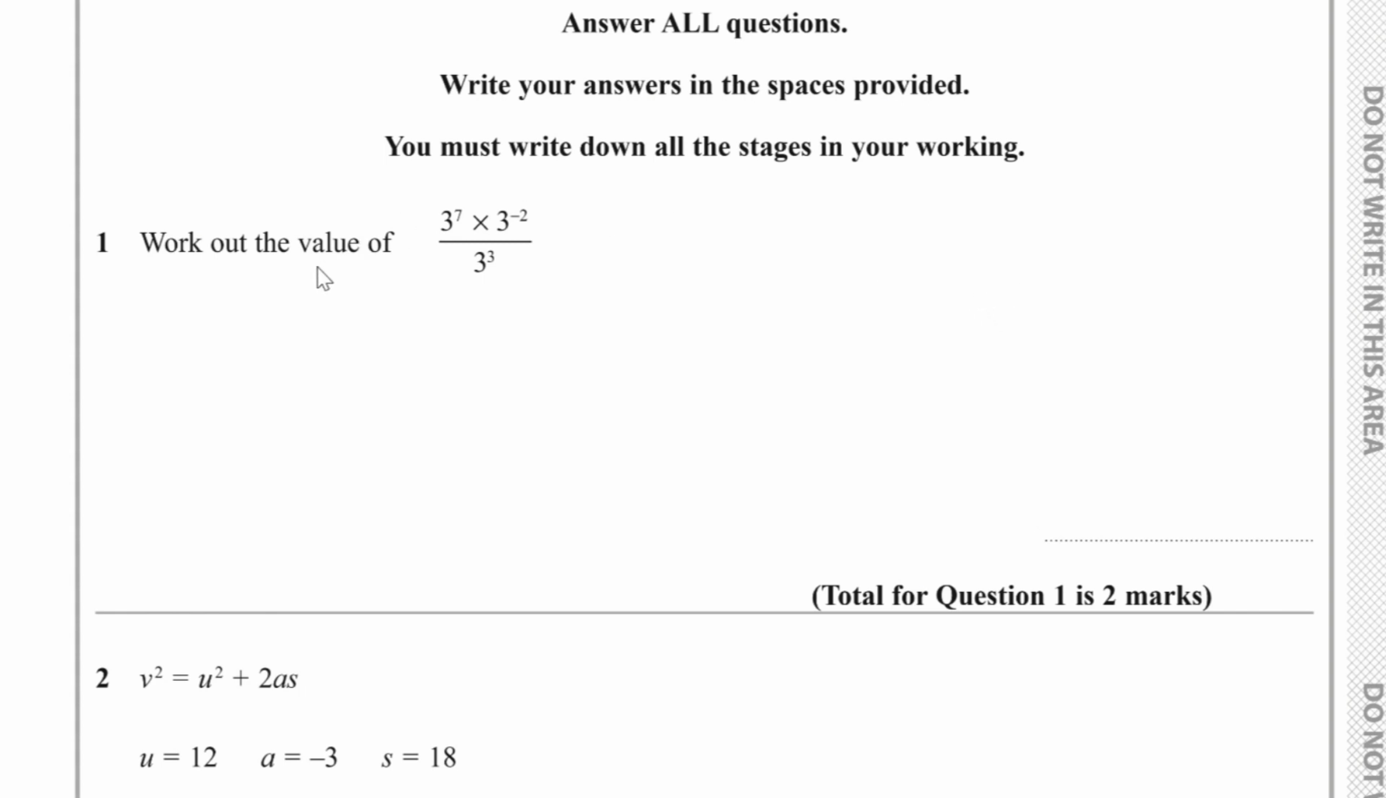Question number 1, we have to work out the value of 3 to the power of 7 times 3 to the power of minus 2 divided by 3 to the power of 3. Here we would have to use the laws of indices.